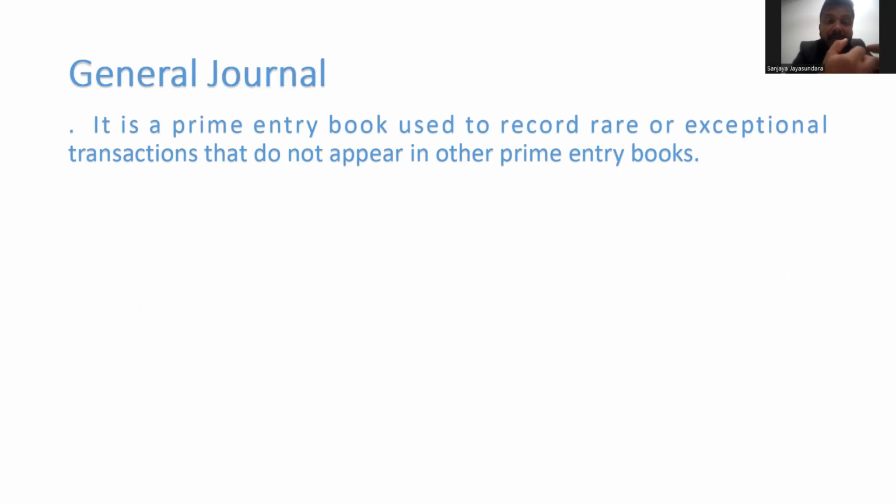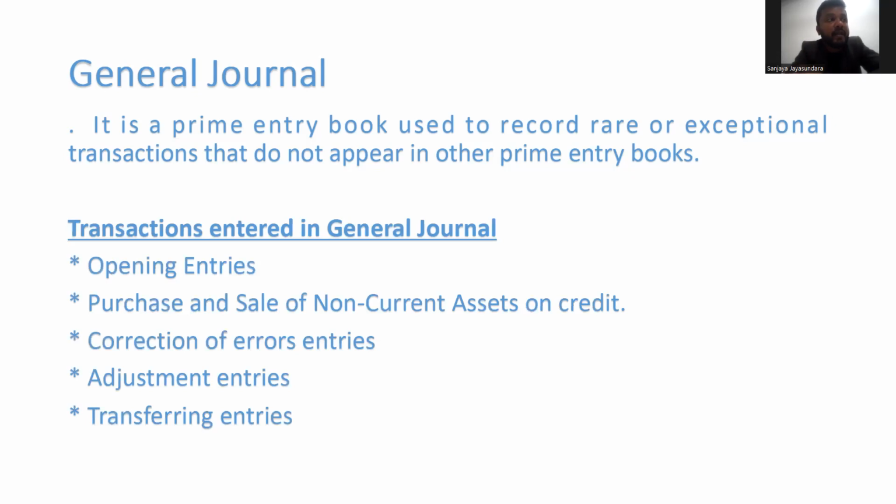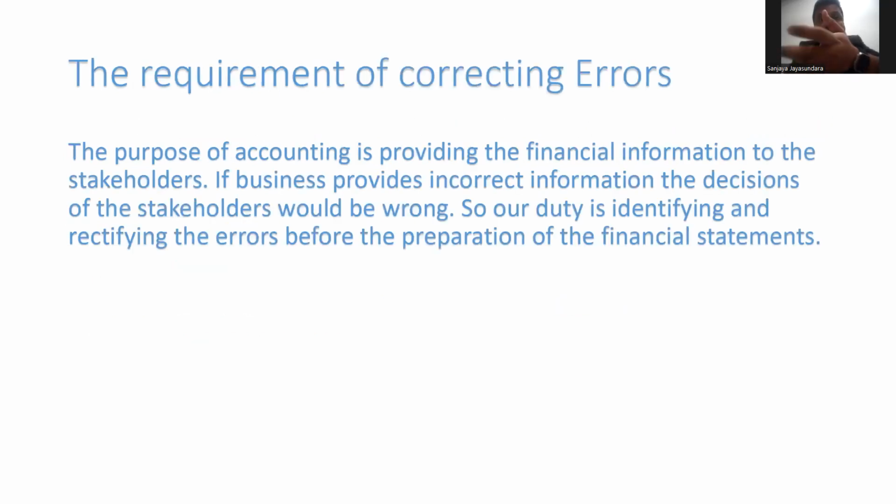Basically, we rectify errors based on journal entries. When we rectify errors, we prepare a journal voucher, then we record in the general journal, then we record in the particular accounts, then we prepare the correct trial balance and correct final accounts. So when we rectify errors, we use general journal entries. I told you about this in the introduction at the beginning of this lesson.